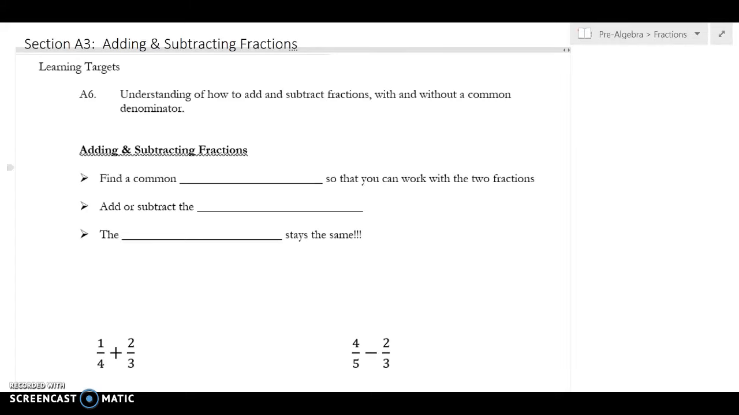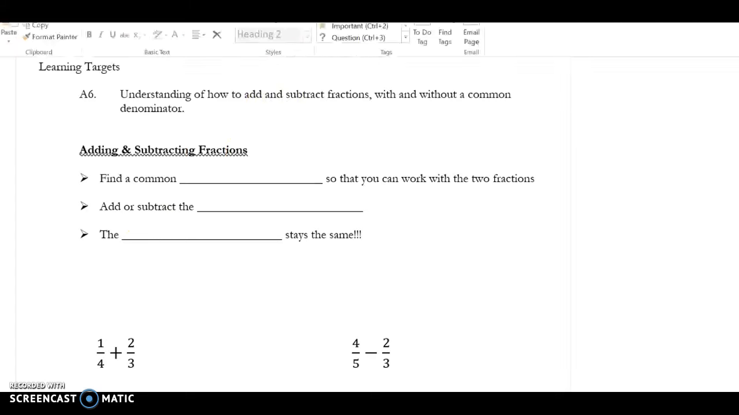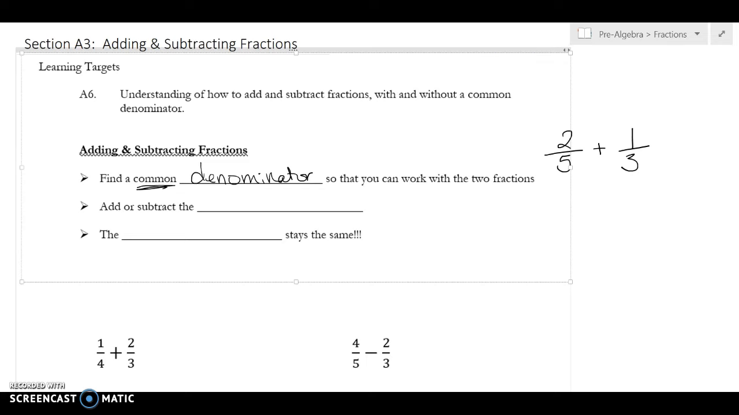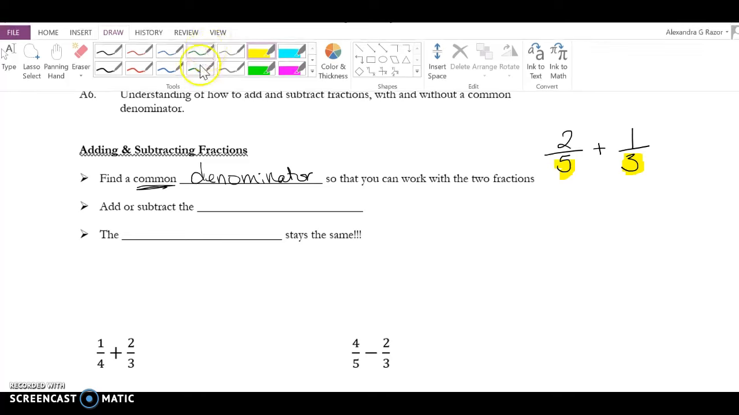All right, what we're working with today is adding and subtracting fractions. And so first of all, we have to understand what you have to have. The first thing you need is a common denominator. And so if I have fractions that have a 5 and a 3, what I have to focus on is making my denominator, the bottom number, the same. And remember, that's finding a multiple that both of them go into.